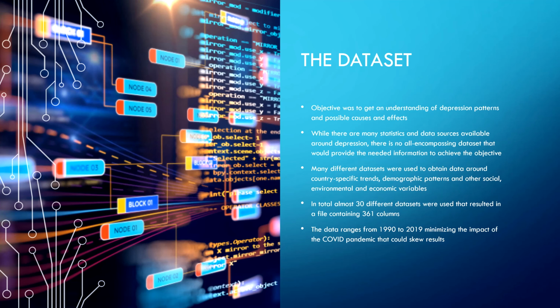To that end, we pulled in 30 different data sets, and the resulting file contained 361 columns. And as I mentioned, the date ranges, we stopped at 2019 and we went as far back as 1990, just to make it relevant and to also follow what we were given and provided as far as the data that we found. Once we collected all that data, at that point we started the manipulation process.